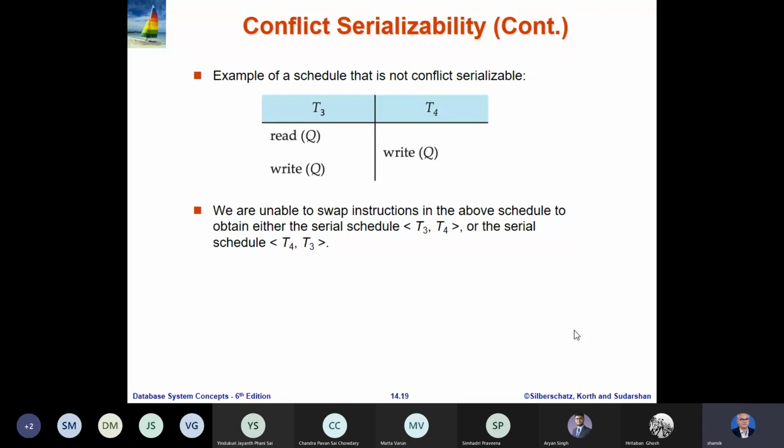Now, if we look at this example, here it is not conflict serializable. This write Q of T4, I cannot move before read Q of T3, because these are a read and a write and they conflict on the same data item. Write Q of T4, I cannot move below write Q of T3, because they are conflicting. Okay, so this is an example of a schedule which is not conflict serializable, because it is not conflict equivalent to any serial schedule.